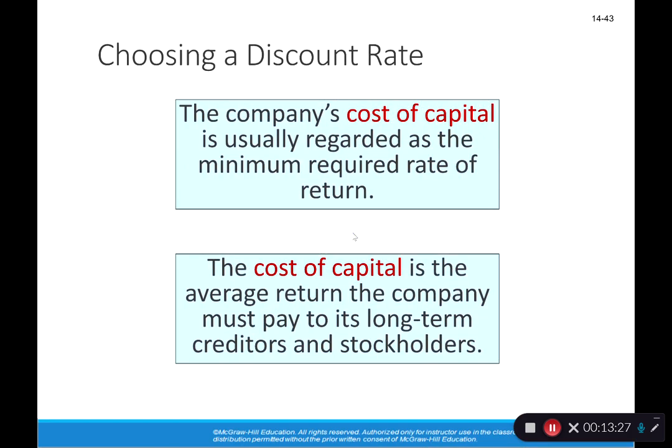Choosing a discount rate can be challenging. The company's cost of capital is usually required as the minimum required rate of return. The cost of capital is the average return the company must pay to its long-term creditors and stockholders. So if it costs us 10% in order to get money to invest in growth in our business, then our minimum return is going to be 10% because then we'll just break even on that investment. For our purposes, you'll be given the minimum return.